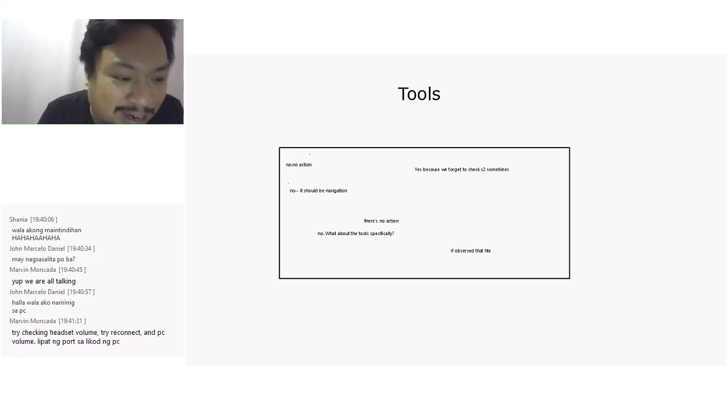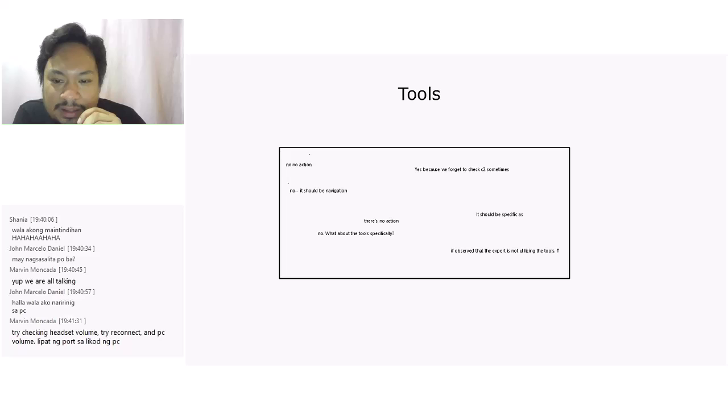So here, what I have on the screen, I'll type on the chat box as well para makakahabol tayo, ha? What I wrote on the screen, sabi ko, is this a behavior? And then sagot na lang tayo dyan. Should be specific. Good. There's no action. What is the stool specifically?